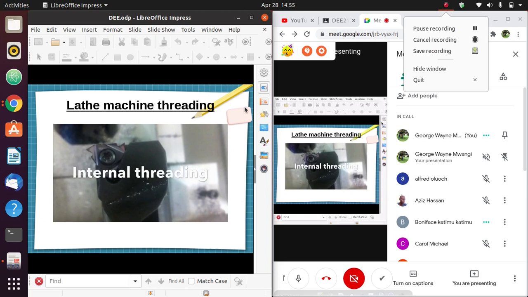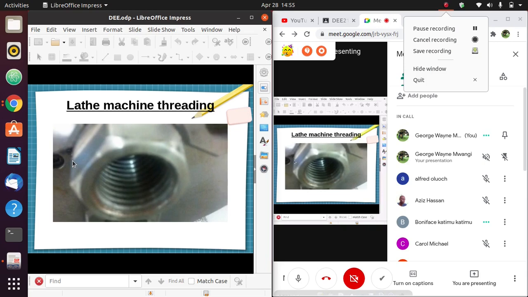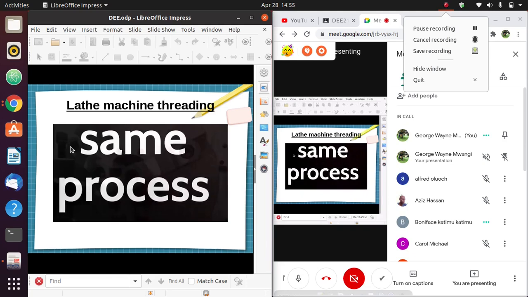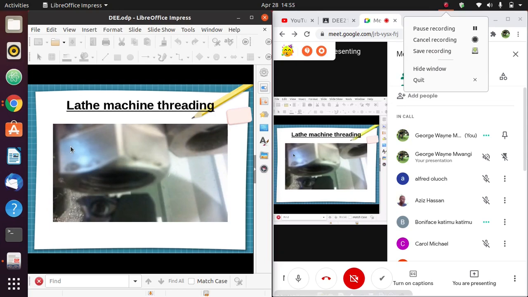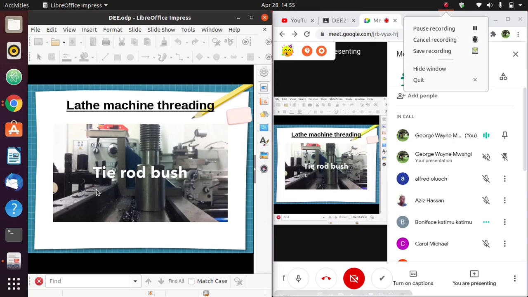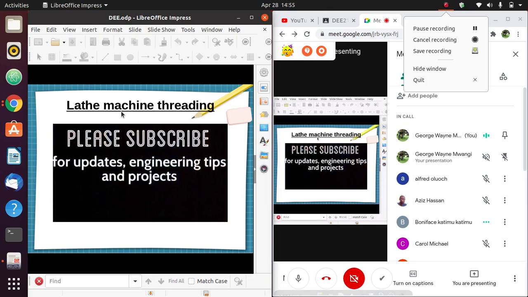This is your cutting tool. Internal threading is also known as tapping. But what you see is that the cutting tool is usually placed at an angle. But we'll see more of that when you go to the workshop. I just want to introduce that briefly.